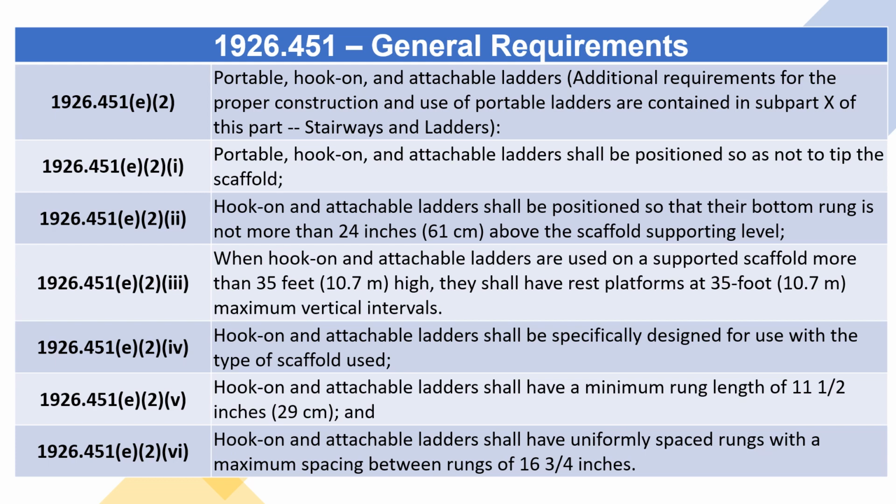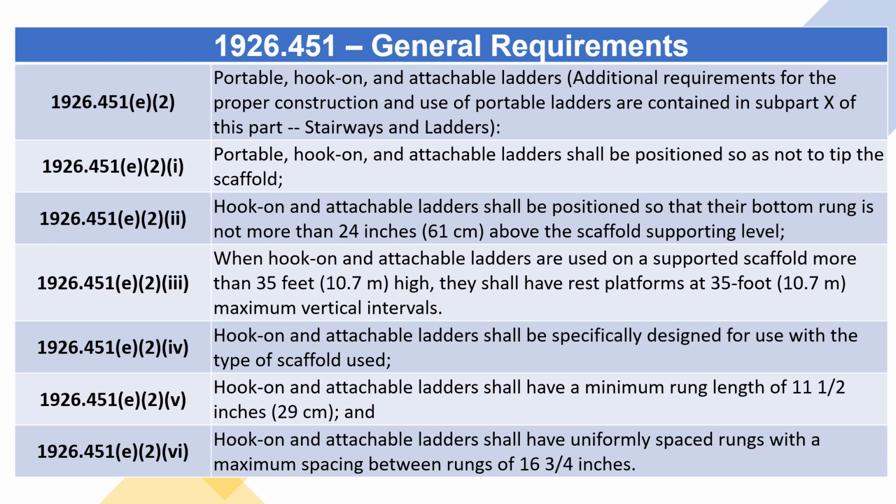1926.451(e)(2). Portable, hook-on, and attachable ladders. Additional requirements for the proper construction and use of portable ladders are contained in Subpart X of this part, Stairways and ladders. 1926.451(e)(2)(i) through (e)(2)(vi). Portable, hook-on, and attachable ladders shall be positioned so as not to tip the scaffold. Hook-on and attachable ladders shall be positioned so that their bottom rung is not more than 24 inches (61 centimeters) above the scaffold supporting level.